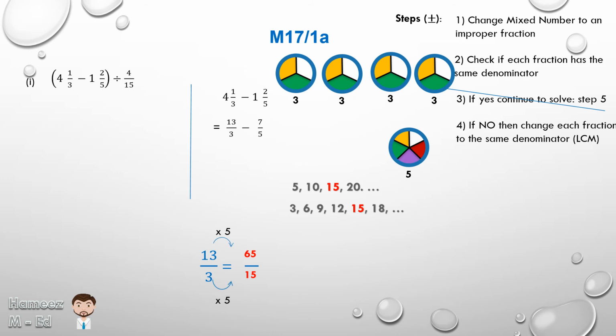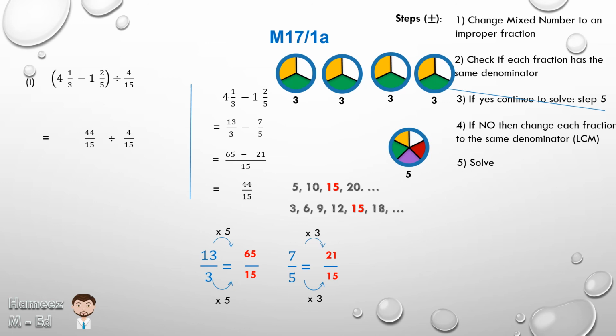Now that we know that, we can continue with 7 over 5, converting that to something over 15. 5 times what will give us 15? 5 times 3 will give us 15. And multiply by 3 below, then the same on top, 7 3s are 21. So 65 minus 21 all over 15. So we've converted each one in order that we have a common denominator. Since we now have a common denominator, we can solve. So 65 minus 21 is equal to 44 over 15. So we can substitute back into the original equation. So we get 44 over 15 divided by 4 over 15.